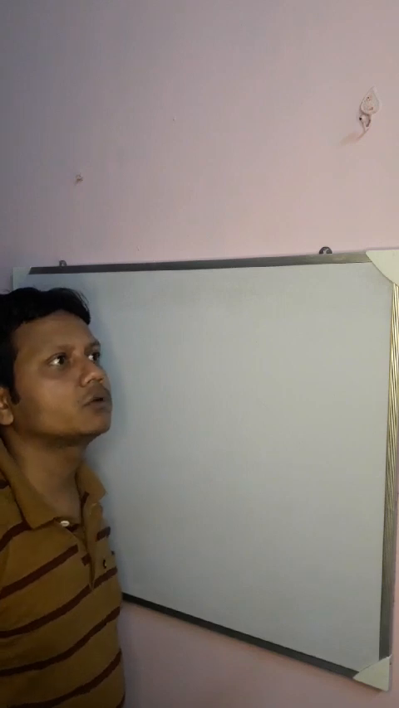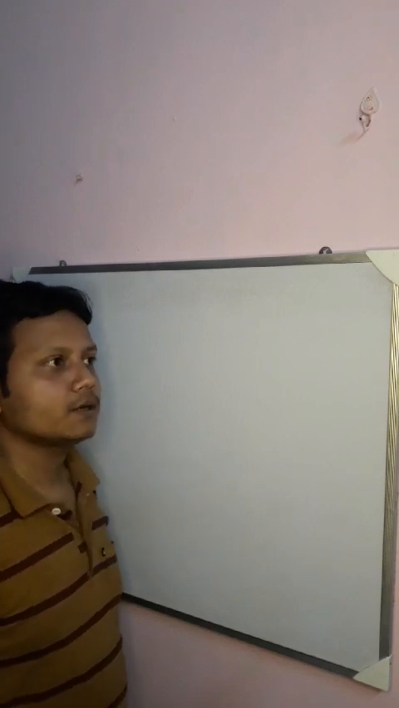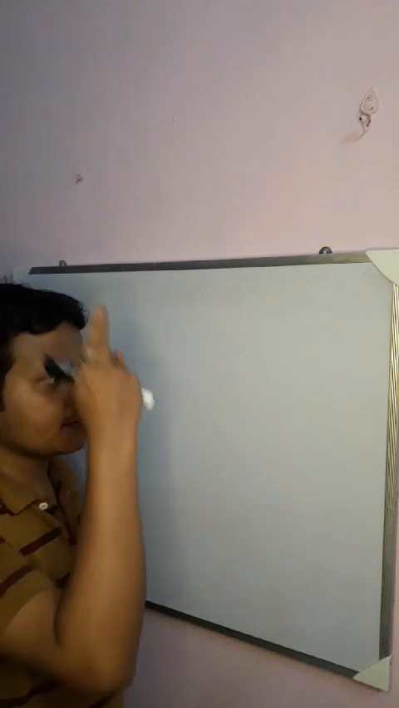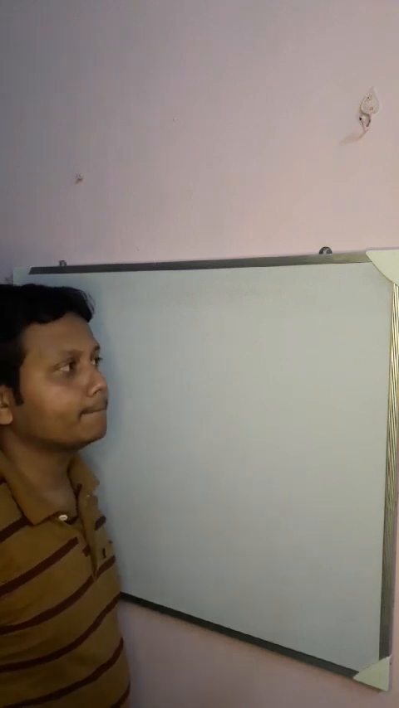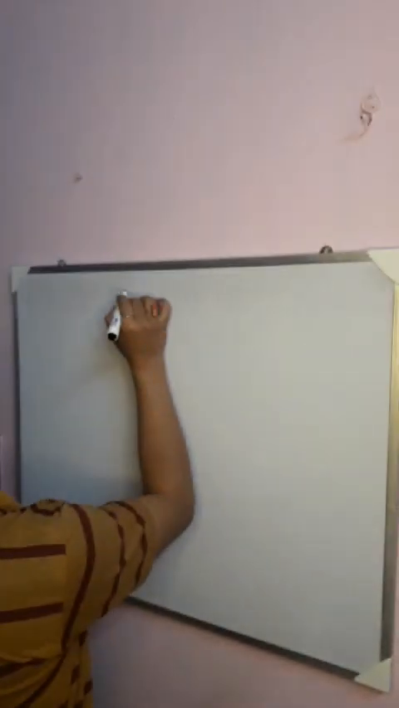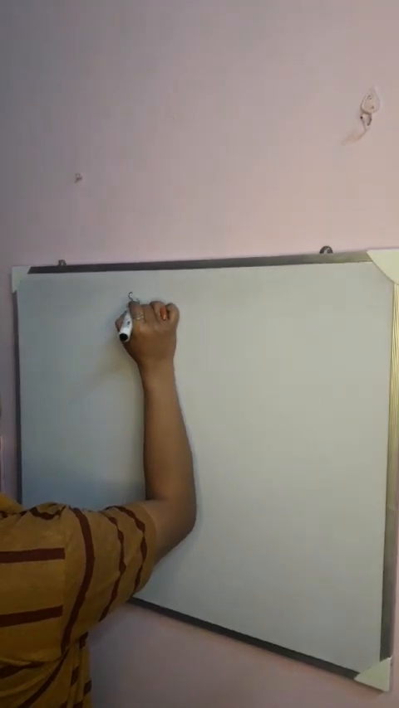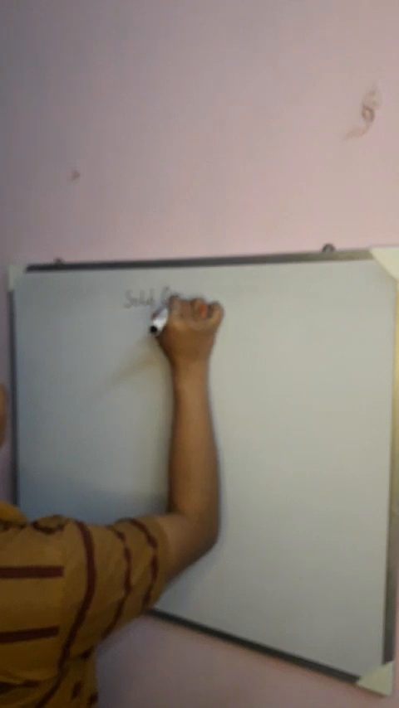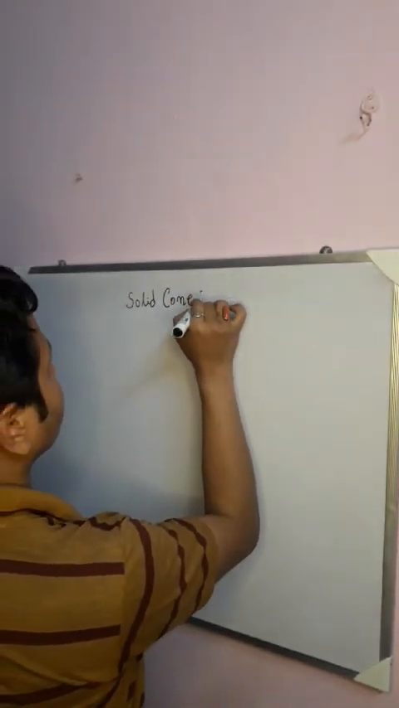Now in my last lecture I told about the moment of inertia of a solid sphere about its own axis, that means about a diameter. Okay. Now in today's lecture I am going to take another example, that is, I shall discuss the moment of inertia of a solid cone. Okay.